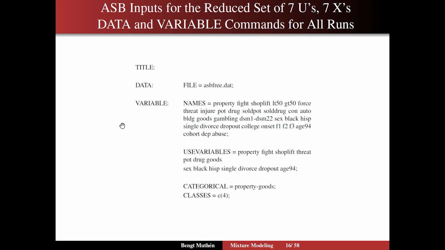On slide 16, you have the data set, ASB free, and the use variables that we're going to work with are these 7 latent class indicators and these 7 covariates. So this reduced set of 7 U's and 7 X's is perhaps more typical numbers of indicators and covariates that you will have in your data. It's not often maybe that you have 17 U's and 11 X's. So maybe this is a more typical example.